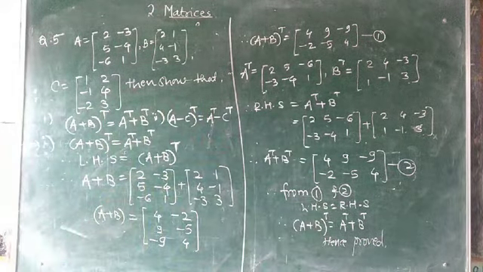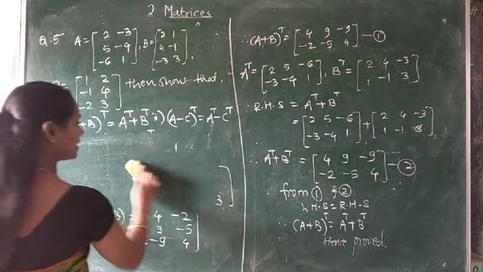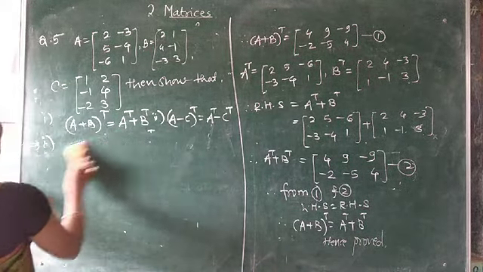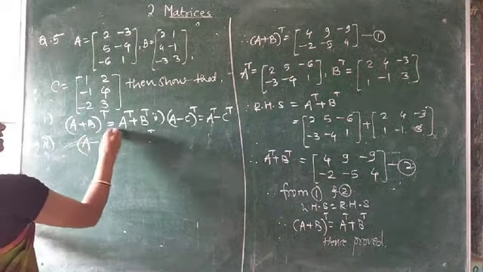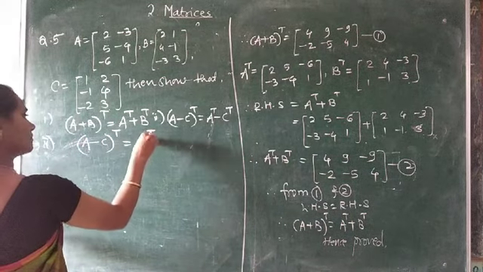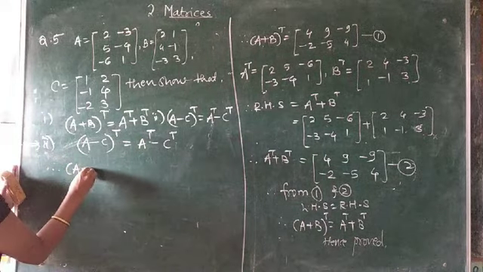Hence, it is proved, the first example. Now, here we have given subtraction of A and C. So, first take (A minus C) transpose. First of all, find A minus C. (A minus C) transpose is equal to A transpose minus C transpose. So, first type A minus C.